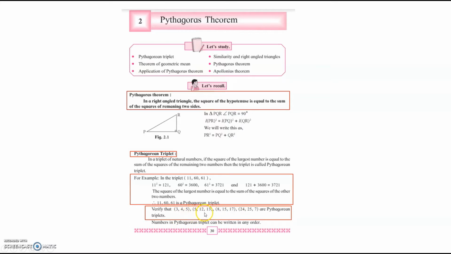Verify that 3, 4, 5; 5, 12, 13; 8, 15, 17; 24, 25, 7 are Pythagorean triplets.